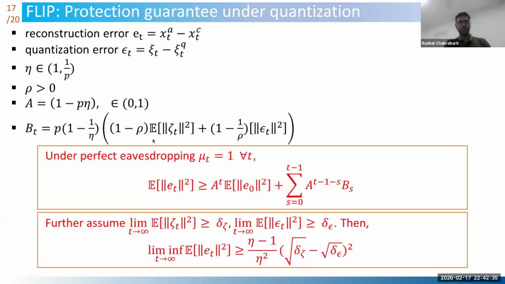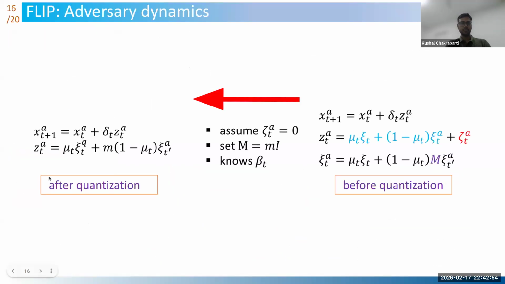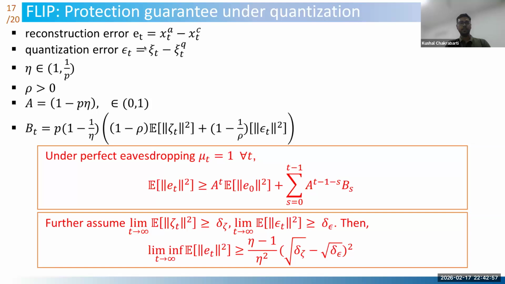Under this adversary dynamics, I define the reconstruction error similarly as before. X_C,t is the actual client model before quantization, and X_A,t is the estimate of the adversary. The error is the difference between these two. Now we also have this quantization error coming from this step, which I define to be psi t, because in this FLIP case, you are sending the psi t's, not the full model, and the psi t's are quantized. So the quantization error at time t is the difference between your quantized value and the actual value of the model innovation, psi t.